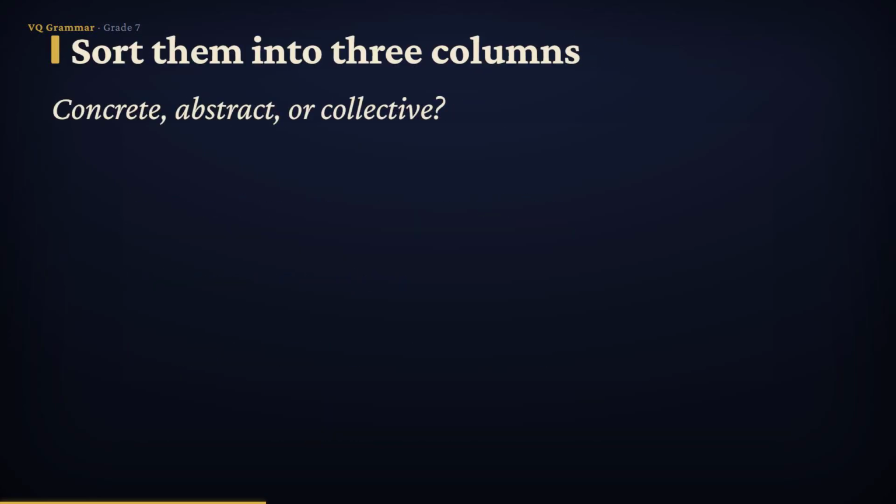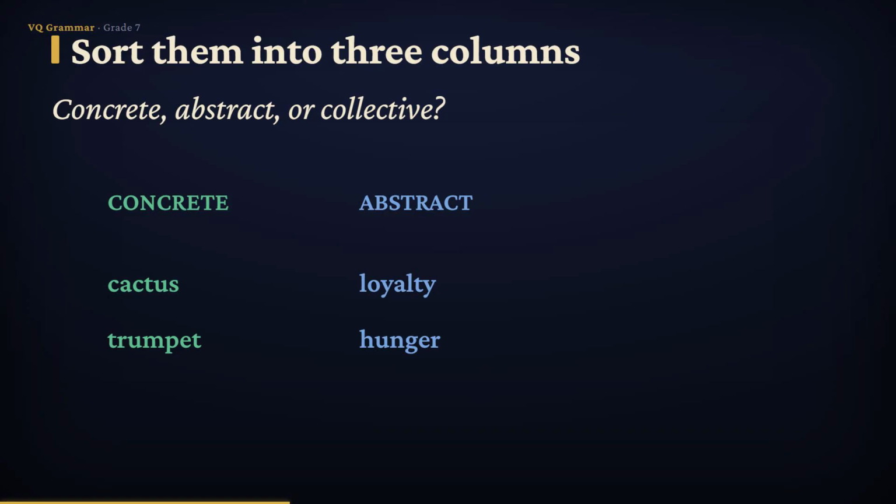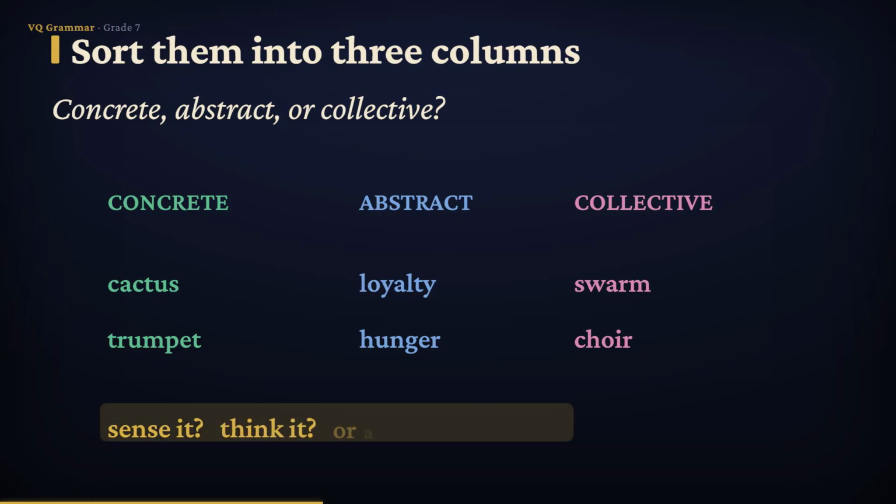Let's put all of this side by side. Picture 3 columns. In the concrete column, go words like cactus and trumpet, because a sense can catch them. In the abstract column, go words like loyalty and hunger, because you can only think them. And in the collective column, go words like swarm and choir, because each one names a group. When you meet any noun, just ask 3 quick questions. Can I sense it? Can I only think it? Or does it name a whole group?